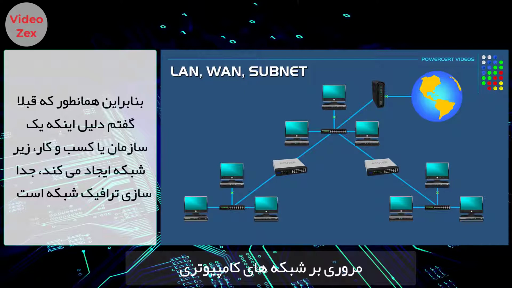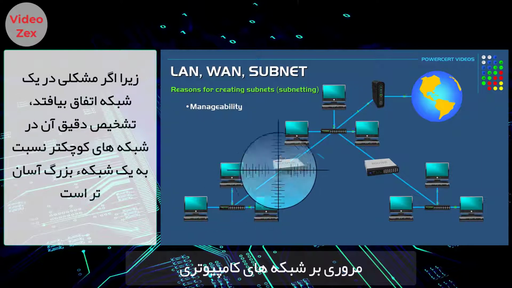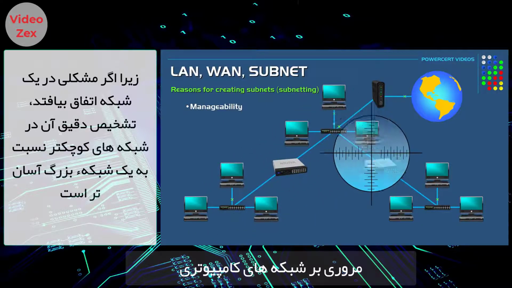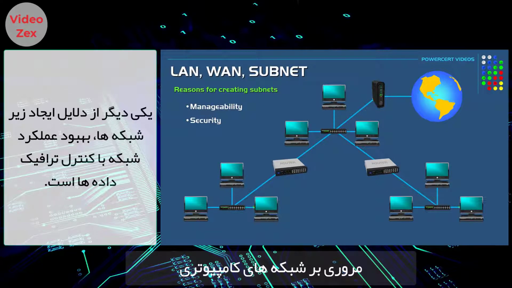So as I stated before, the reason why an organization or business would create subnets is to separate the network traffic. Now this could be for several different reasons, such as manageability, because if any problems happen on a network, it would be easier to pinpoint on smaller networks than one large network. And another reason is for security. Subnets can have their own separate security rules to either allow or deny access to certain data. And another reason for creating subnets is to improve the performance of a network by controlling broadcast traffic.